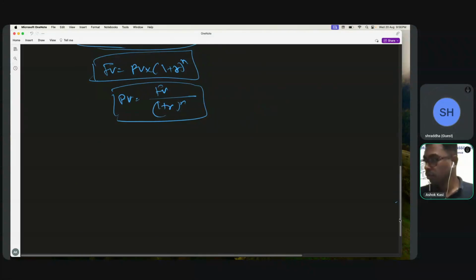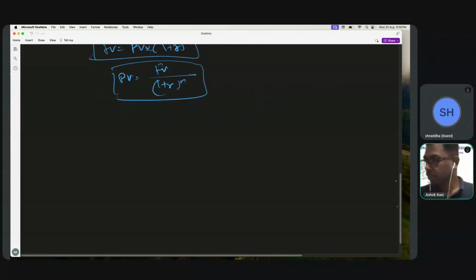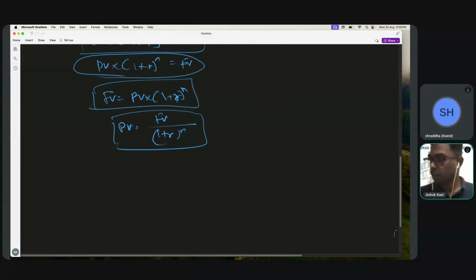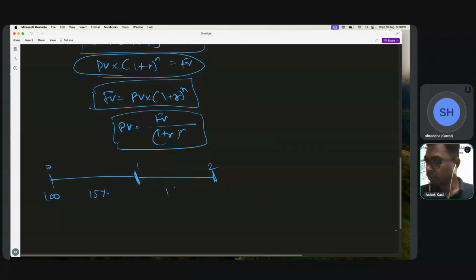So now let's say you are investing 100 rupees. First year it is growing at the rate of 15 percentage. Then second year it is growing at the rate of 10 percentage, and third year it is growing at the rate of 12 percentage. So how much will you get over here?